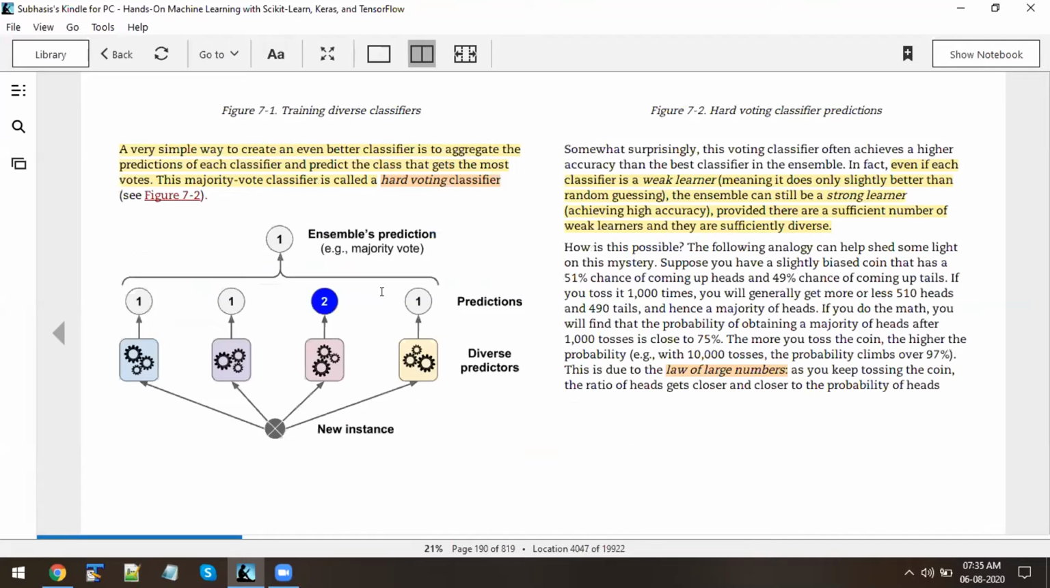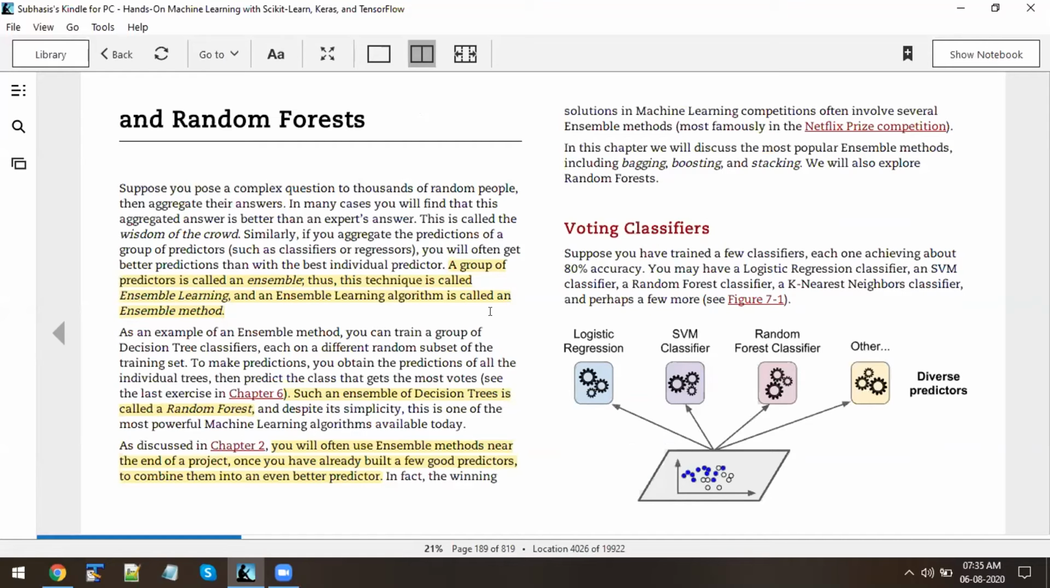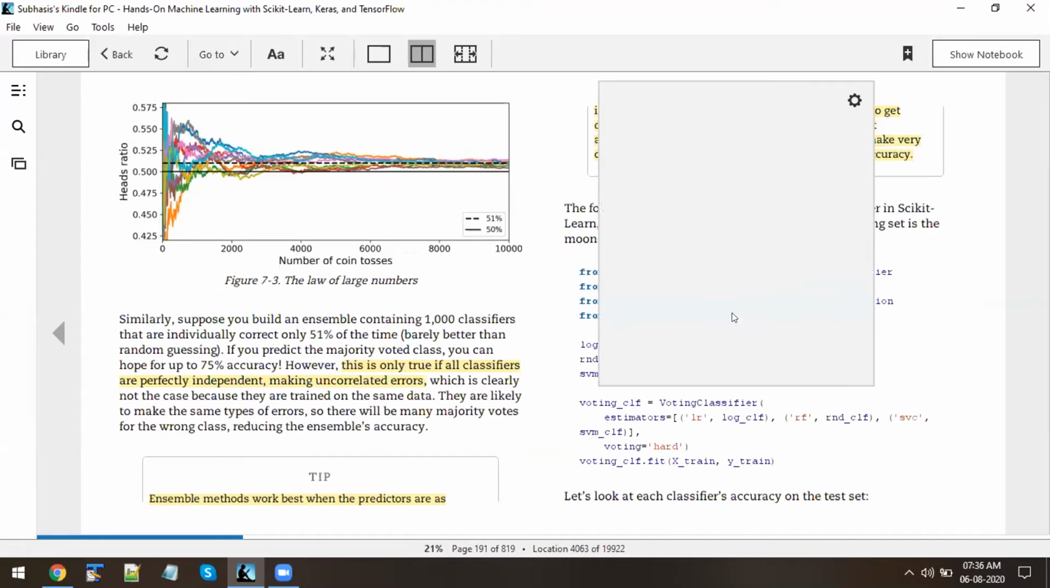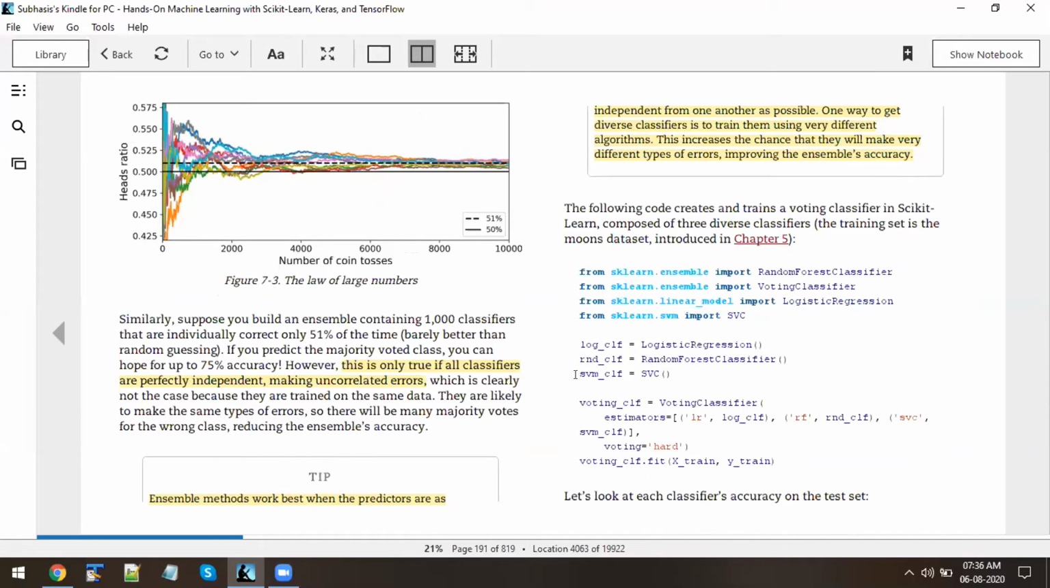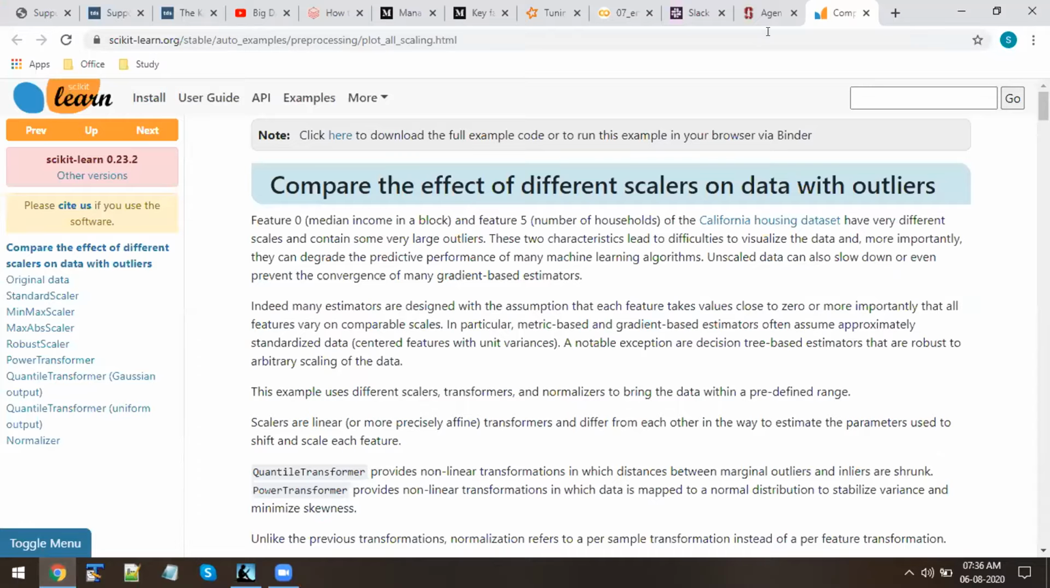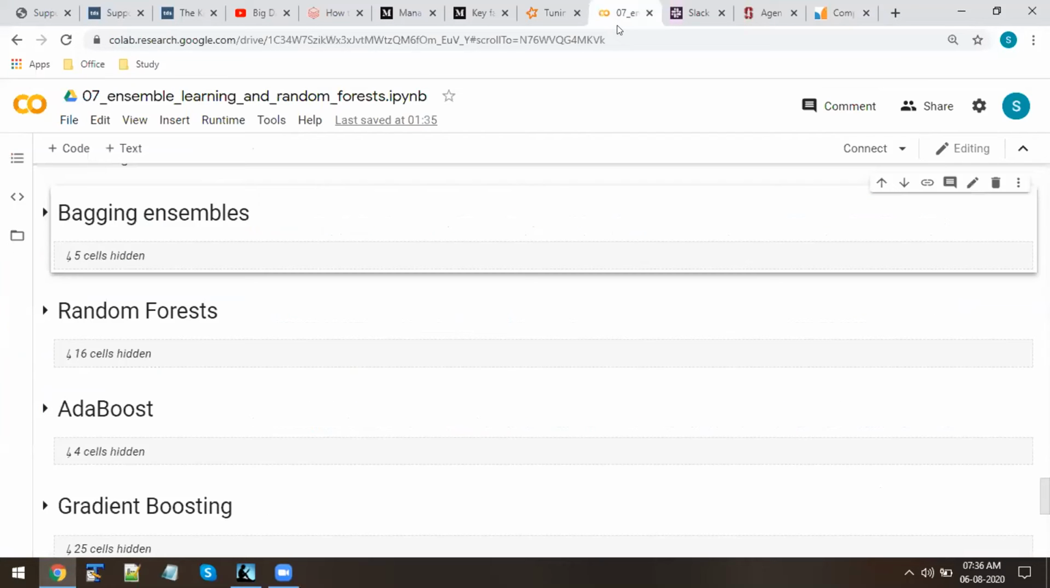Sure, I'm sharing the screen. You can see my screen, right? So for the voting classifier section, this is the code that they're coming up with. These are the three classifiers that they make use of. In the SVC portion, you can see here, this is the first portion. Let me take you through the code. It is better to take a look at the code actually.